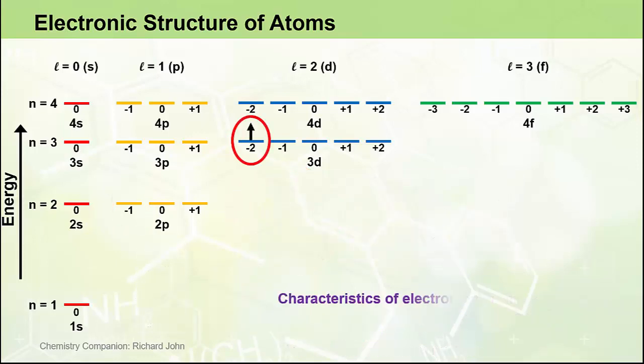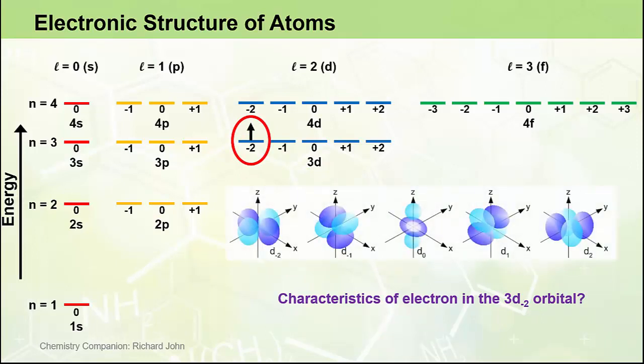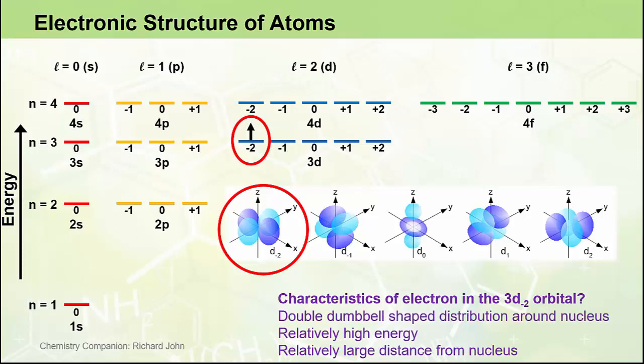If the electron in a hydrogen atom were promoted up into an orbital within a d subshell, then the distribution of the electron around the nucleus would take on one of these 5 orientations, and in this case we can see that the electron is actually sitting in the 3d-2 orbital, and that's the one that's represented on the bottom left hand side. So we would now say that the electron is distributed in a double dumbbell shape around the nucleus, oriented along both the x and y axes, has relatively high energy, and exists at relatively large distances from the nucleus.